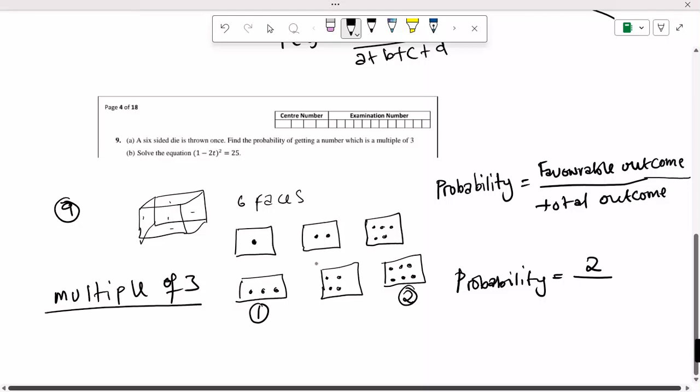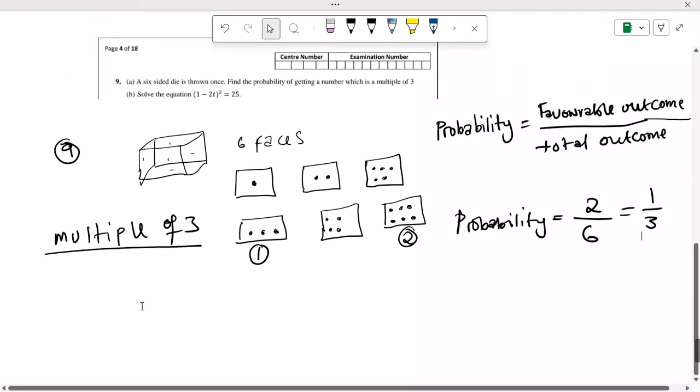total outcomes. How many faces in total? There are 1, 2, 3, 4, 5, 6. So we say 6. So 2 into 2, 1, 2 into 6, 3. So 1 over 3. So this is your probability. That's your answer. Okay, hope you have understood.